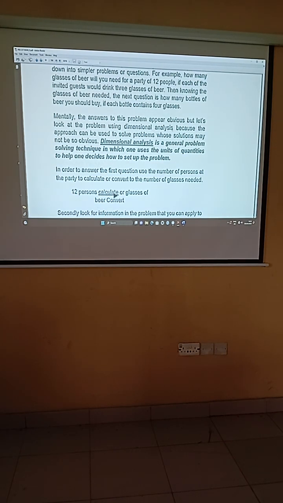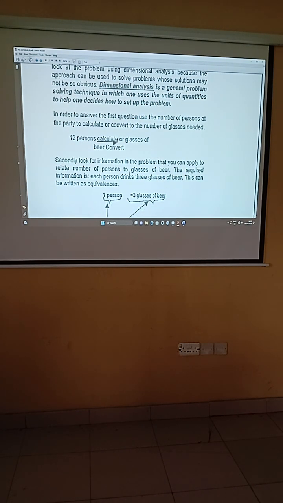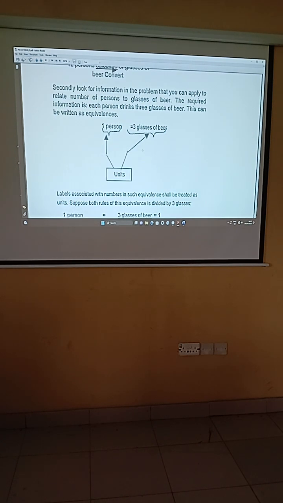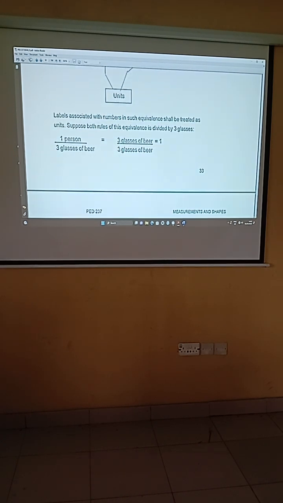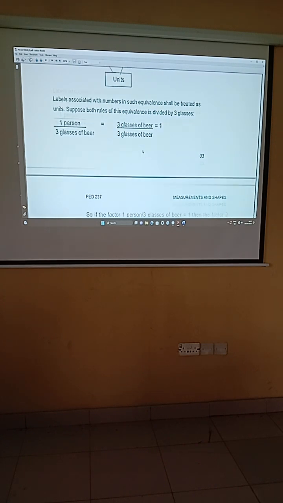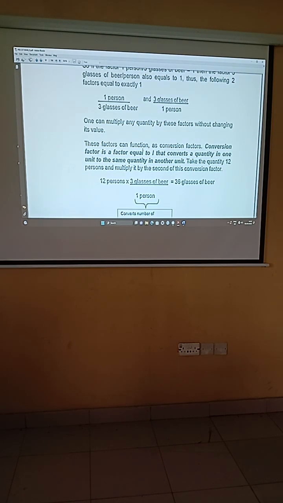The answer to this problem appears obvious, but let's look at the problem using dimensional analysis, because the approach can be used to solve problems whose solutions may not be so obvious. Dimensional analysis, by definition, is a general problem-solving technique in which one uses the units of quantities to help one decide how to set up the problem. Right? So, we are going to use this example and understand how to handle problems such as this. Let's just go straight to the rules.